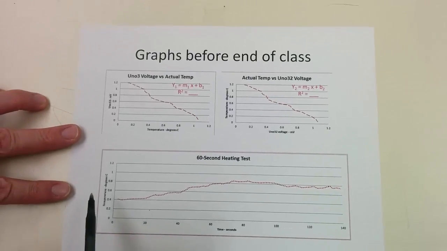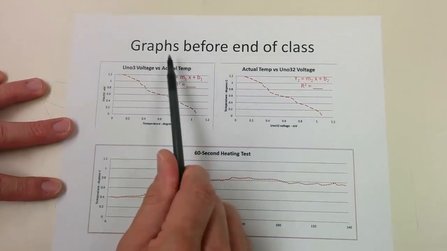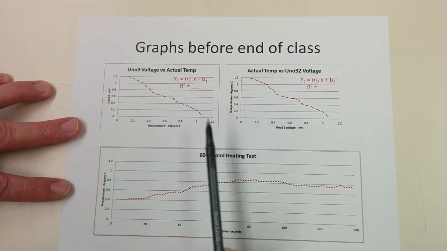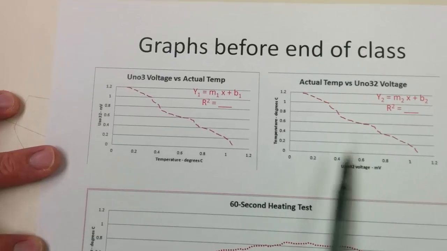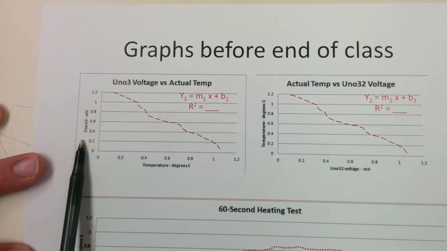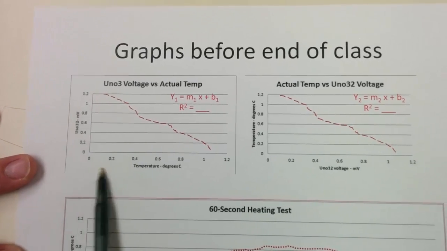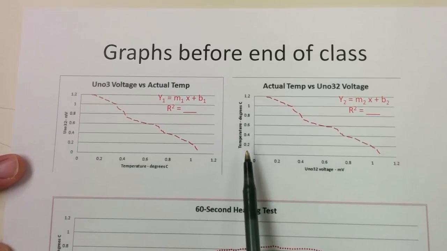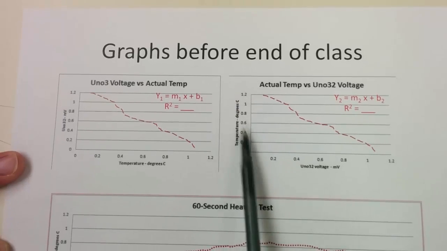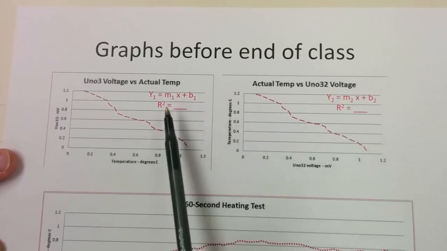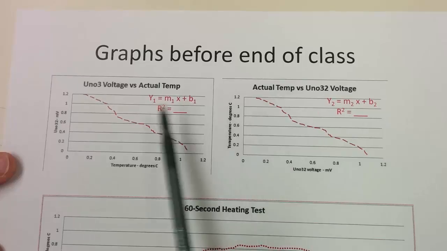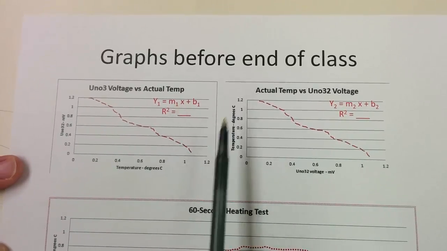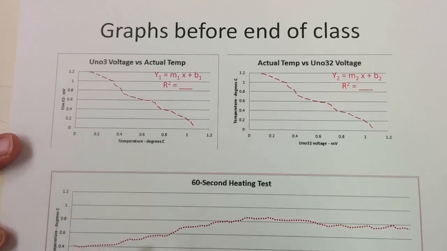Alright, so one last reminder. You need these graphs done before the end of class, and so again you're going to have 3 graphs total. Two from your temperature experiment with the UNO 32: voltage versus temperature, and then temperature versus the UNO 32 voltage. Here you're going to have y equals mx plus b trend lines added that are not shown here, and you're going to select the correct line to complete your calibration.